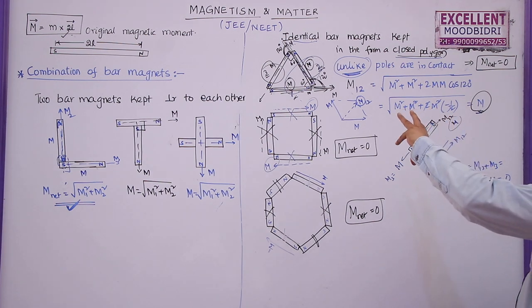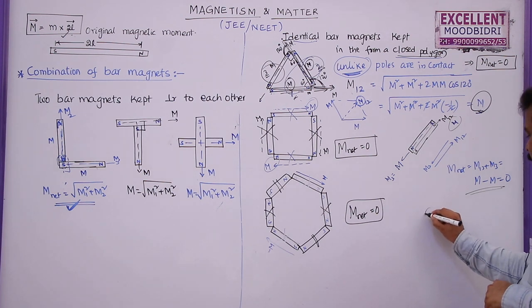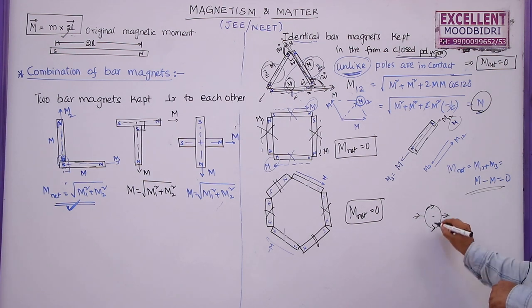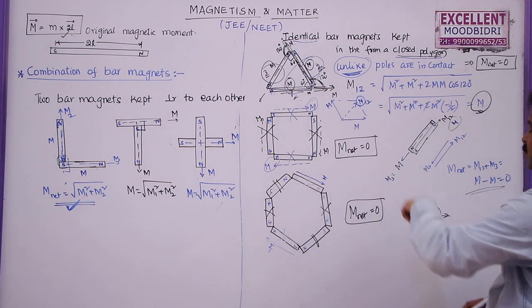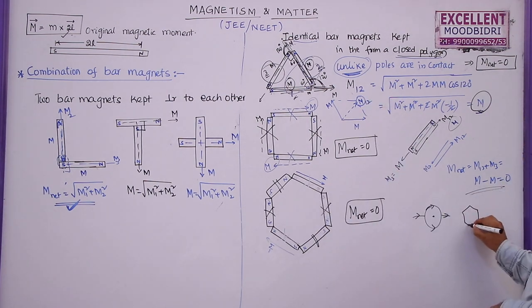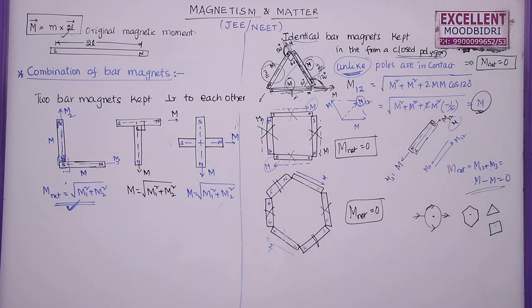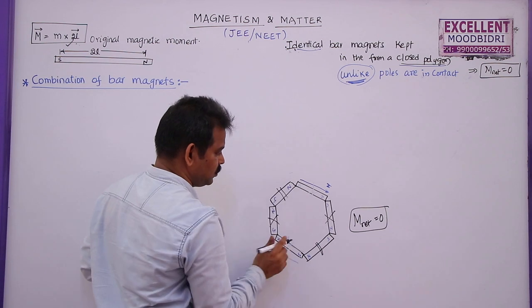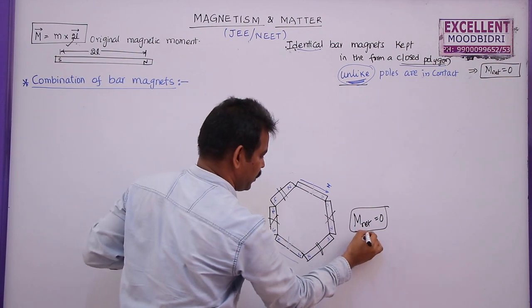Already we discussed a similar case in the case of a coil with moving charges. Here if current is flowing like this, if current divides equally, the magnetic field induction at the center is 0, but this is magnetic moment is 0. Even if you take a regular hexagon, triangle or square, the net magnetic field induction at center will be 0 in this case. Here the net magnetic moment of the combination will be 0. In this case, if unlike poles are in contact with each other, the net magnetic moment is 0.